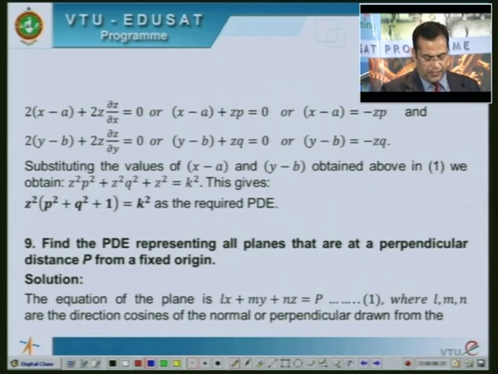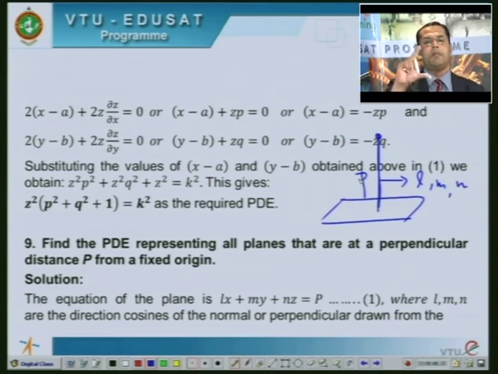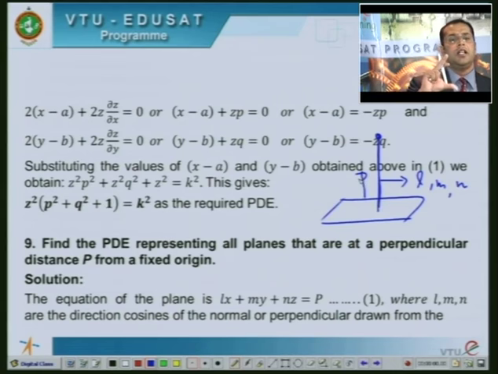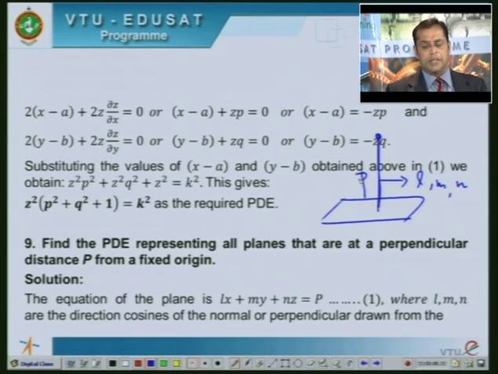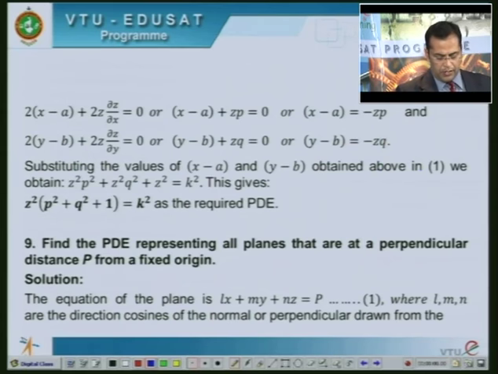You have a plane surface, this is the plane surface, this is the normal. This normal has direction cosines l, m, n, and this is the origin. From the origin to the plane, the distance is capital P. That distance is also called the perpendicular distance from the origin to the plane, and this is the normal drawn to the plane.